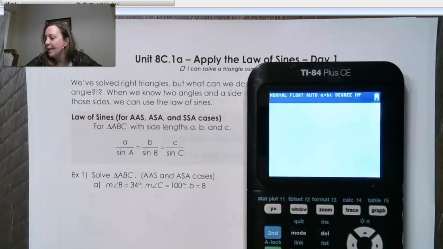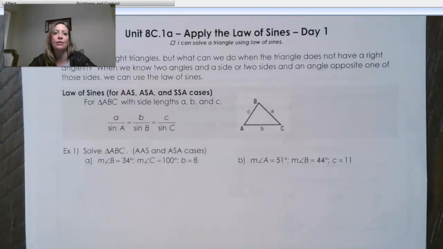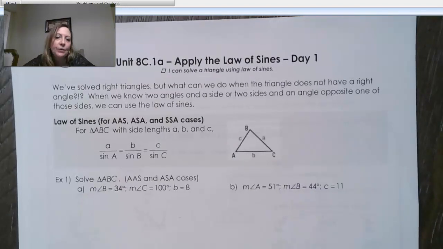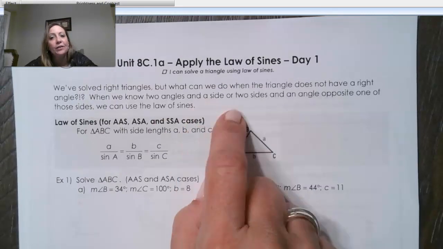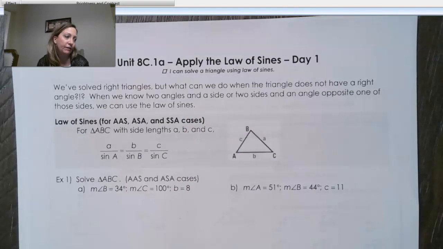Hey there. Today we're going to be looking at solving any triangle, and we're going to be looking at the law of sines. So we've solved triangles, but what can we do when the triangle doesn't have a right angle? When we know two angles and a side, or two angles and an angle opposite one of those sides, we can use the law of sines.